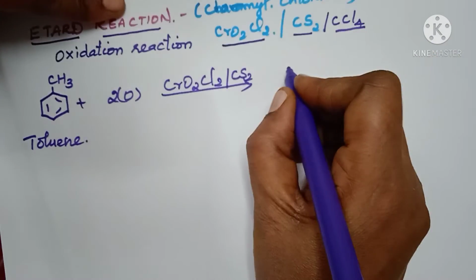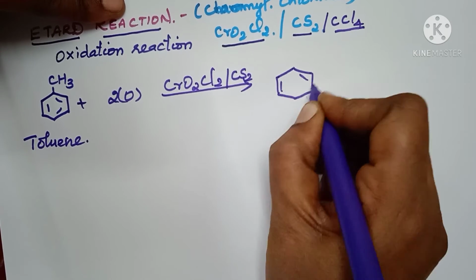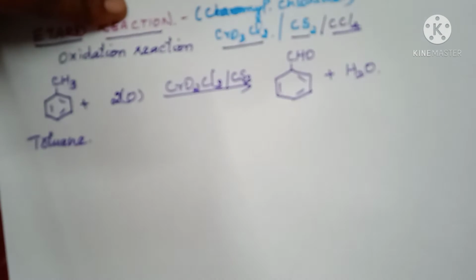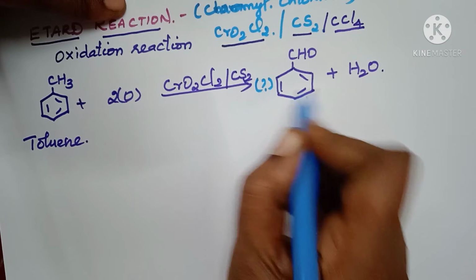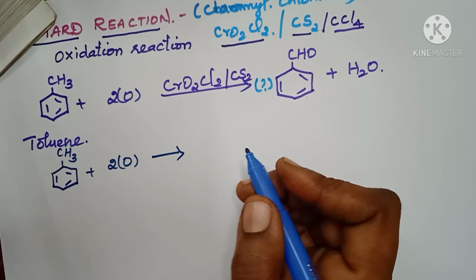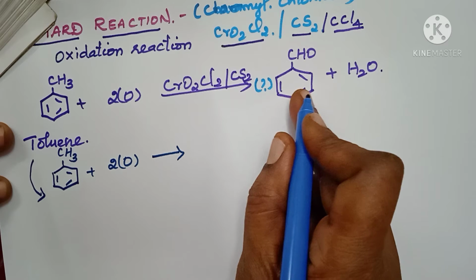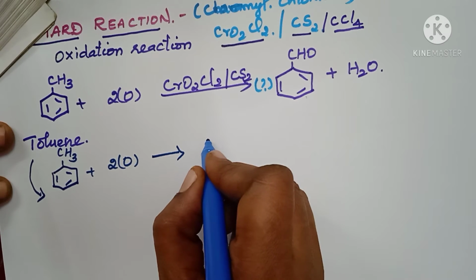Now here what are we receiving? Benzaldehyde, CHO, and water molecules. Naturally, in the oxidation process we receive water molecules. Here we are going to receive an intermediate compound. What is the intermediate compound? I will explain now. This is a toluene compound, and this toluene compound is oxidized. Here it is the final product, and here I am going to write the intermediate compound.